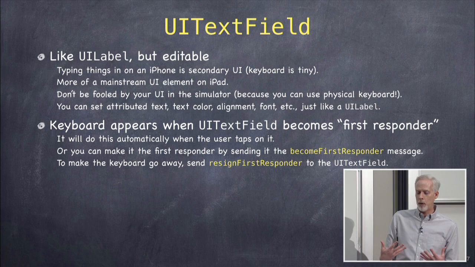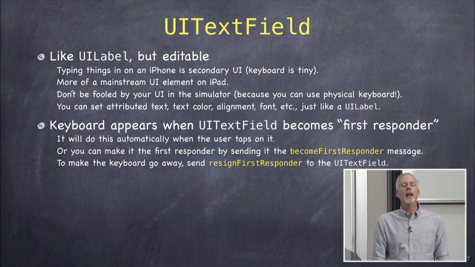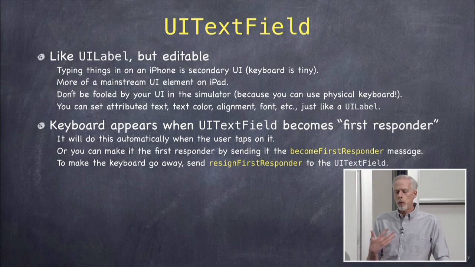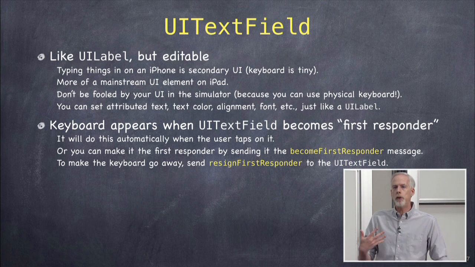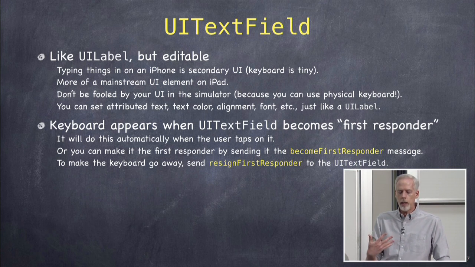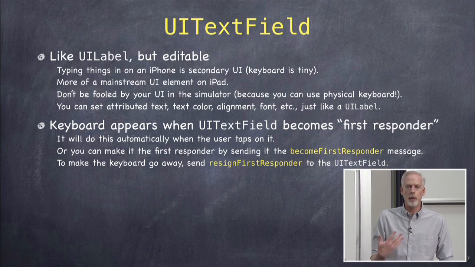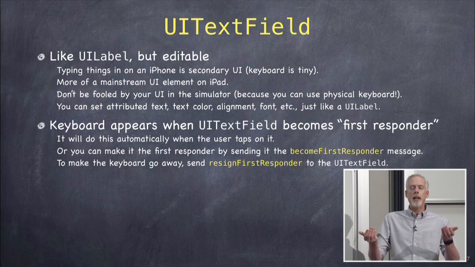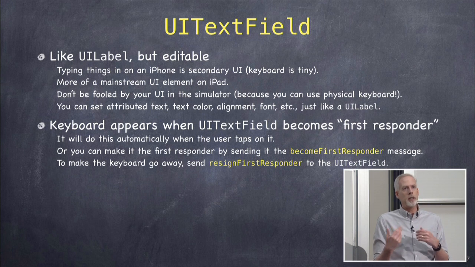When you're in a UI text field and you touch on it, it brings up a keyboard. So how does that keyboard show and not show? Well, the keyboard shows anytime any view in the view hierarchy becomes what's called the first responder. The first responder means it wants to be the thing that gets key events from the keyboard. It's the first responder for key events, all right?